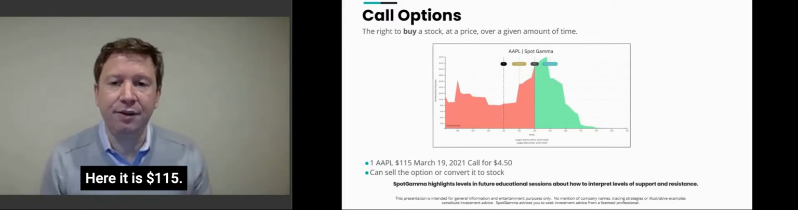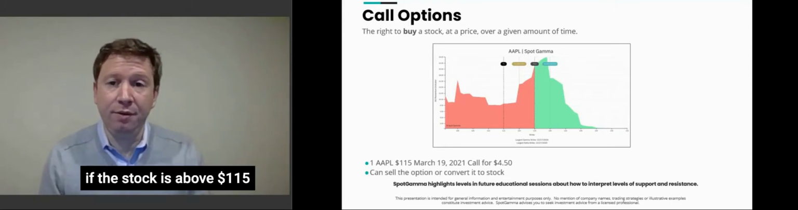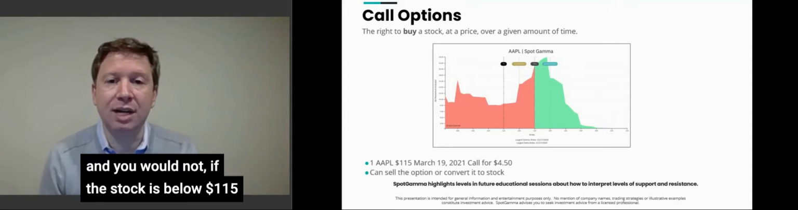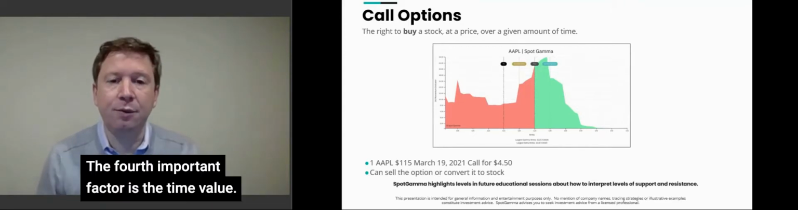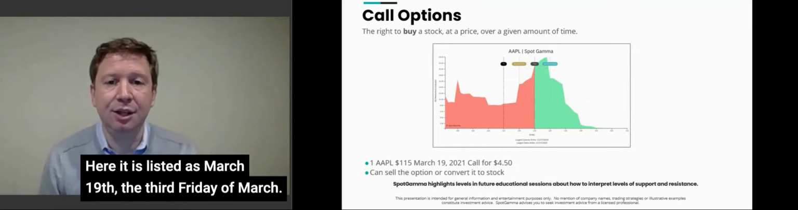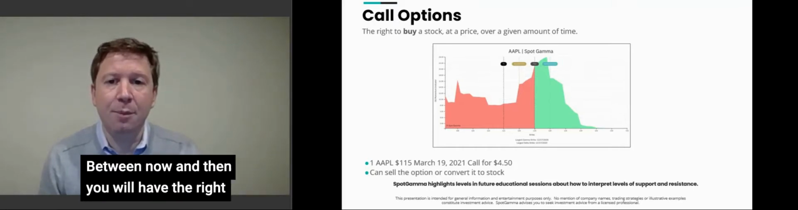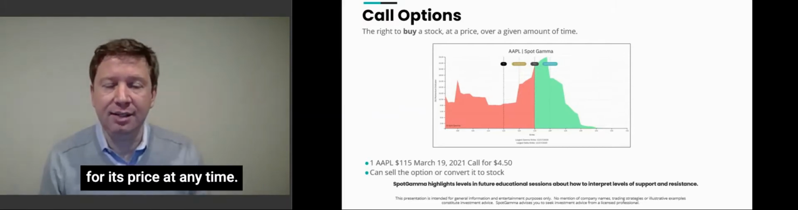Here it is $115. You'd either execute the option by converting it into stock if the stock is above $115, and you would not if the stock is below $115 by the time the option expires. The fourth important factor is the time value. Here it is listed as March 19th, the third Friday of March. Between now and then, you will have the right to buy the stock at $115 or to sell the option for its price at any time.